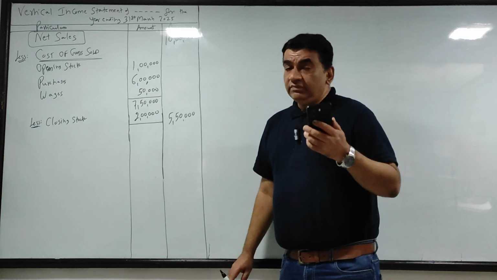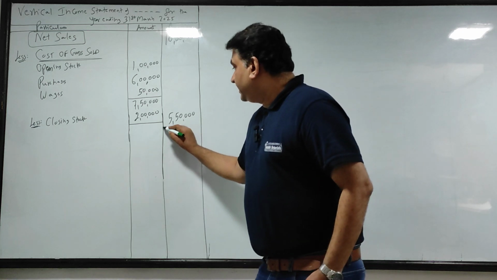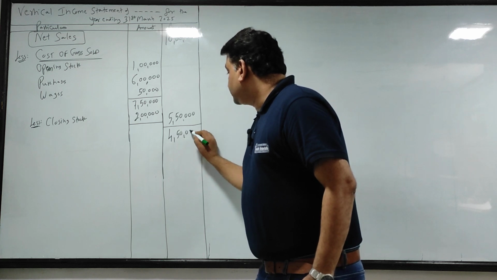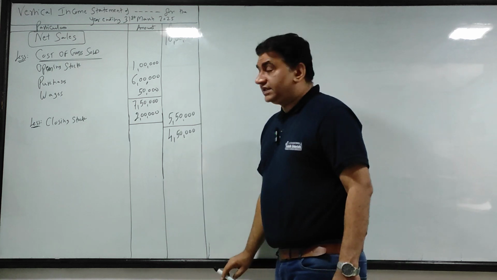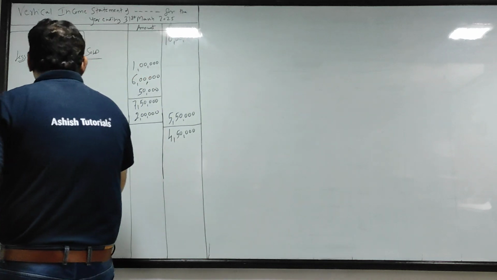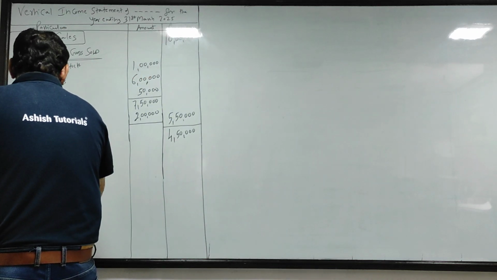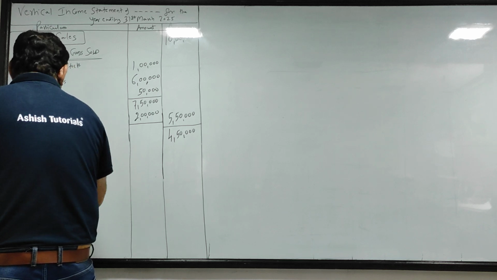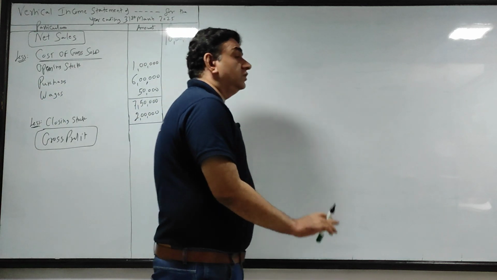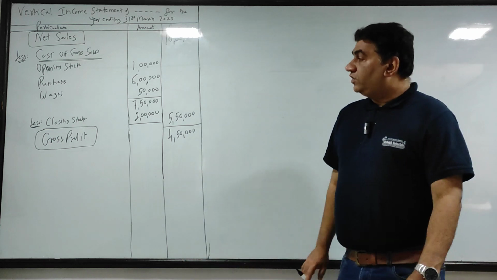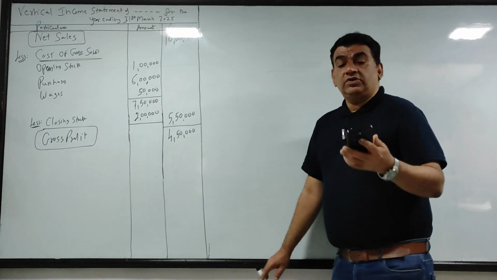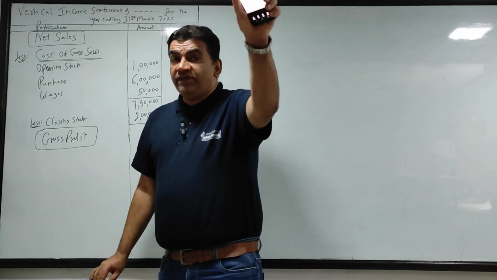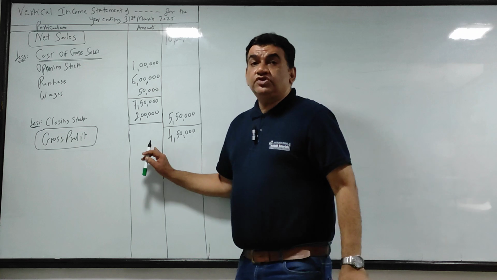Now see what I told you. Net sales minus cost of goods sold. The difference 4 lakh 50,000. This is nothing but your gross profit. So 4 lakh 50,000 is my gross profit. देखो क्वेश्चन में ग्रॉस प्रॉफिट कितना है? 450. Whatever gross profit, net profit is there in the question, the same you should get.